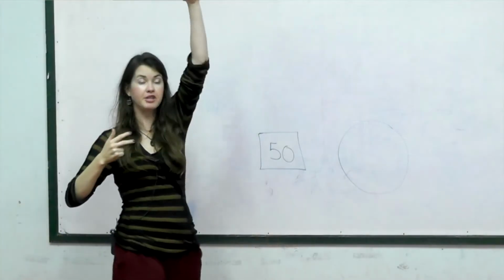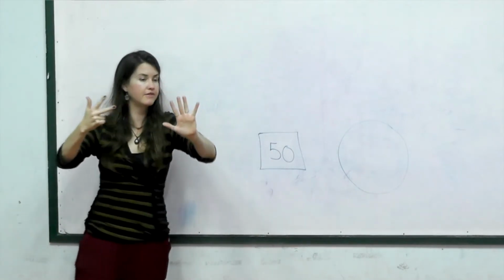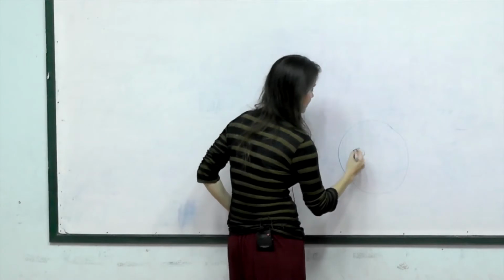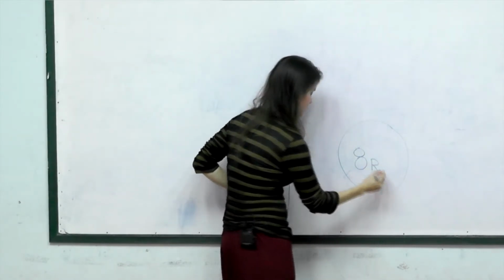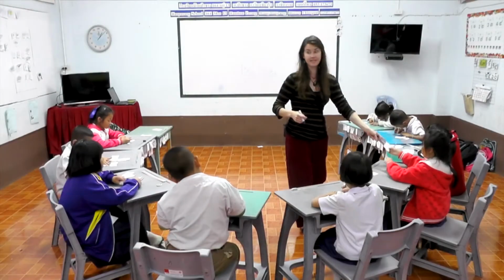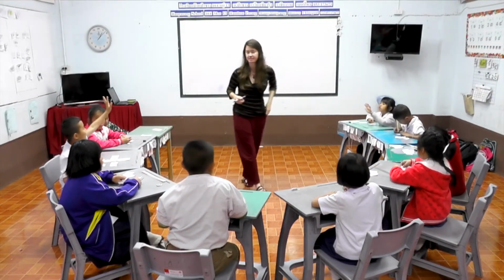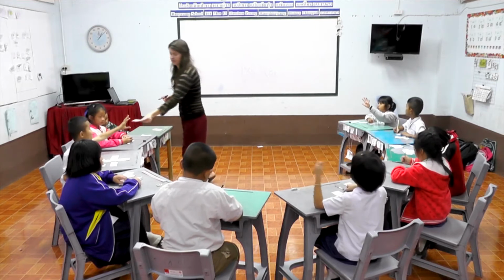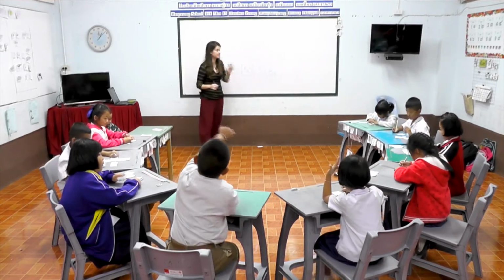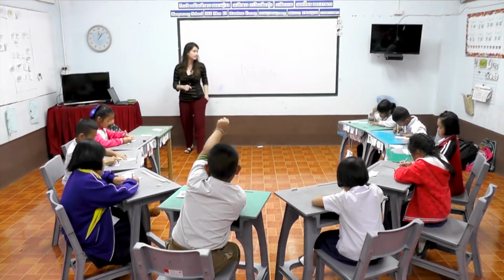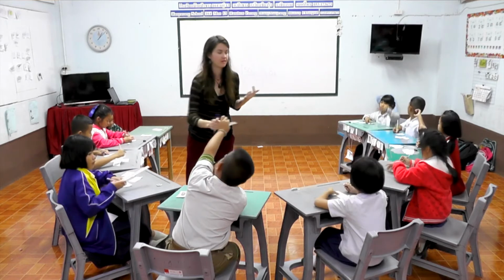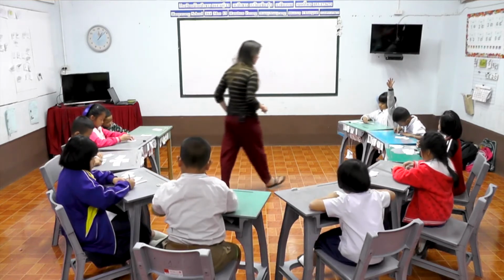If we keep going, it'll be too high. So how many fingers do we have? 8. We have 8. And what's our remainder? R2. Why is it 2? 48, 49, 50. Good, because we stop at 48. So we count 49, 50.